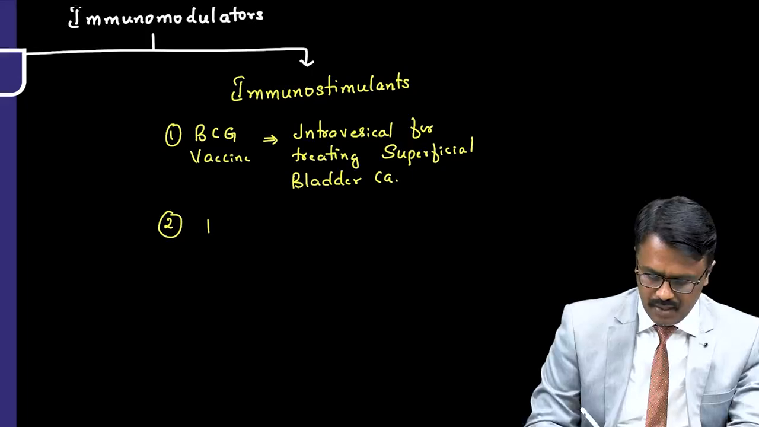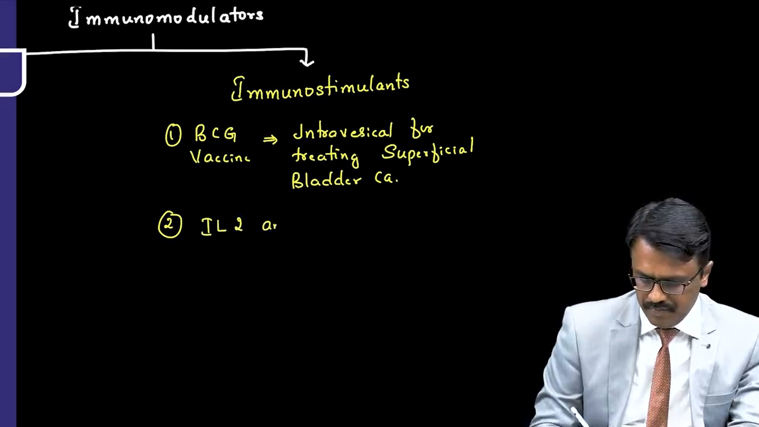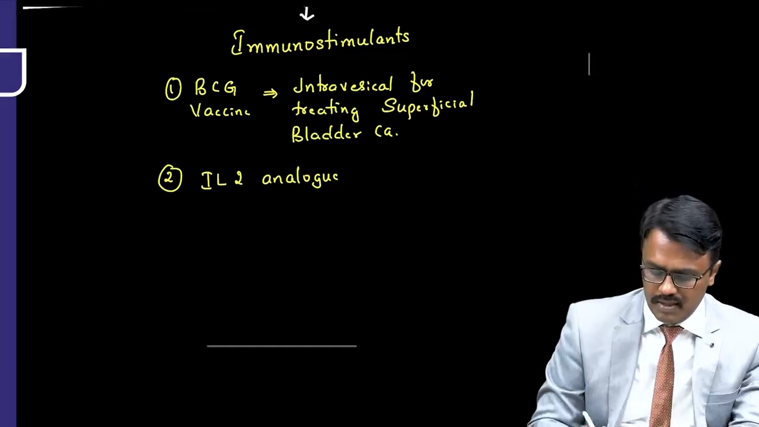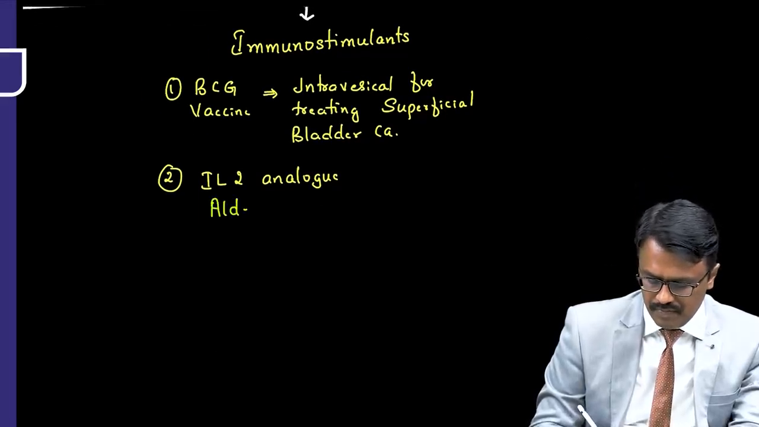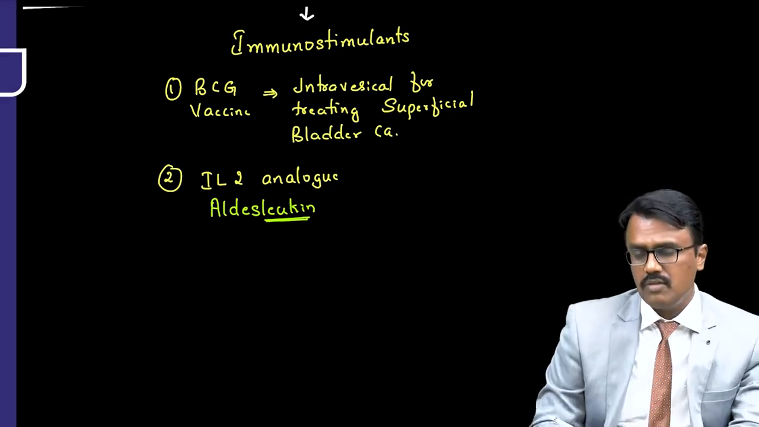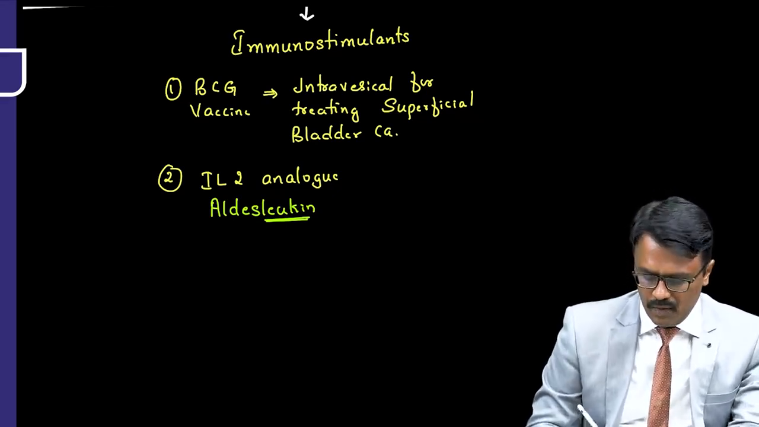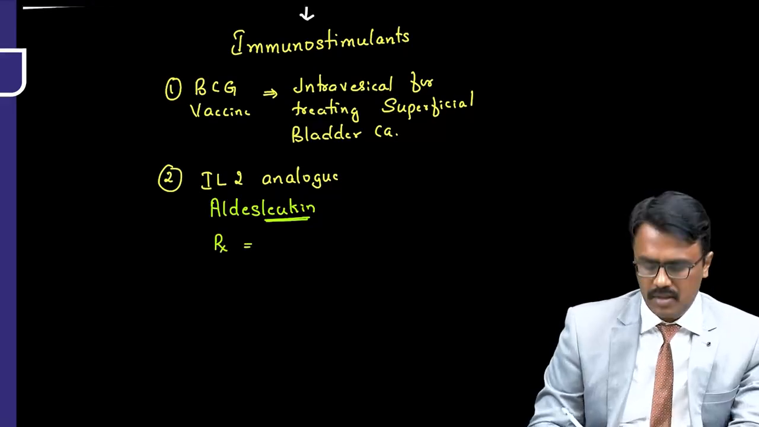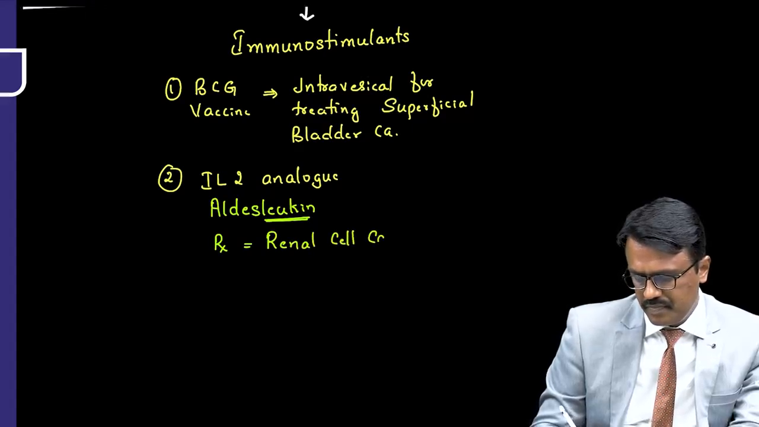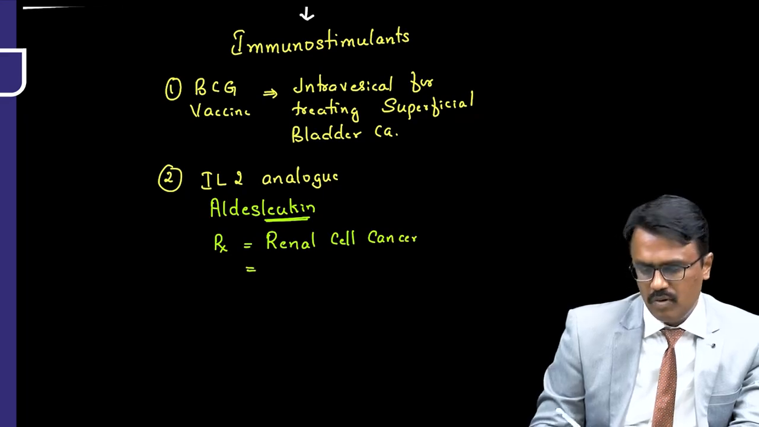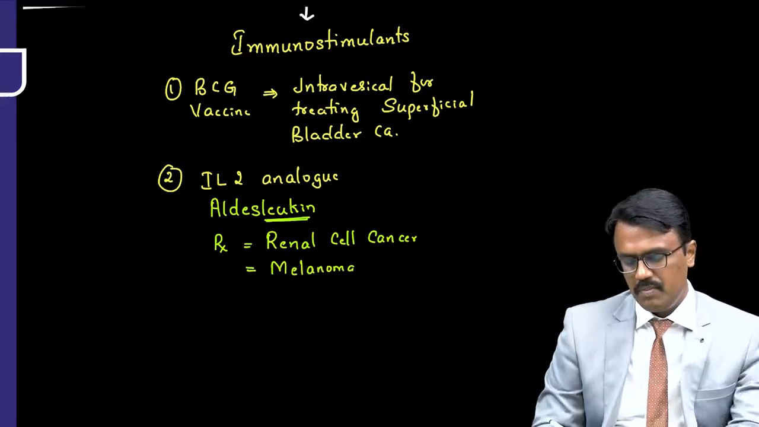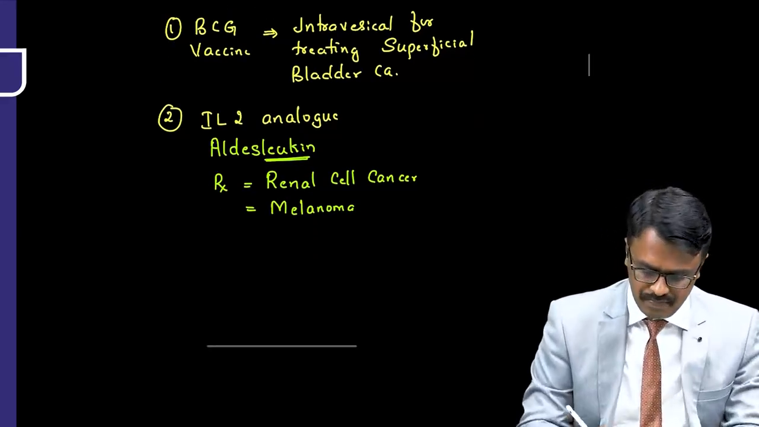Second, we have the interleukin 2 analog, and the name of that is called aldesleukin. So remember, usually the interleukins will have leukin in their names. Now where to use it? It is used in the management of renal cell cancer. And one more is melanoma. We use it in the management of melanoma. So here also we are boosting the immunity.